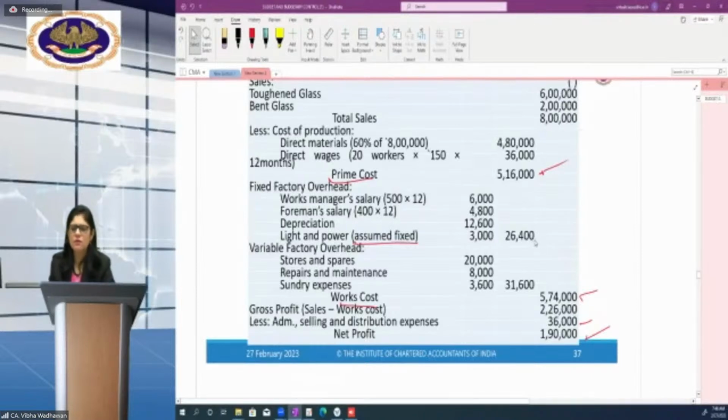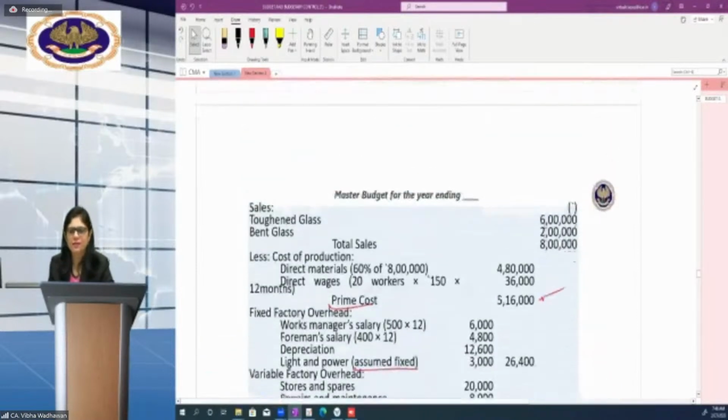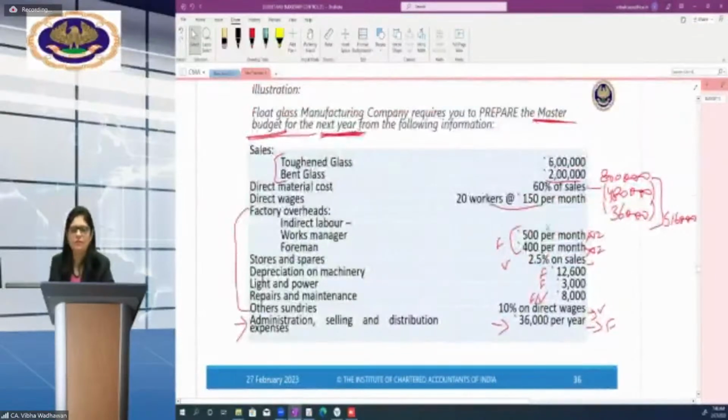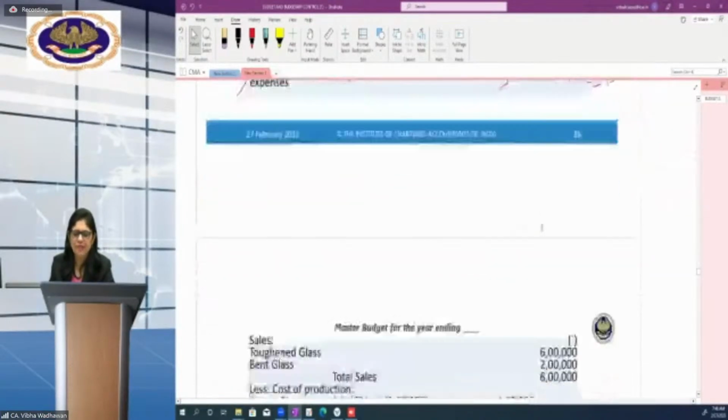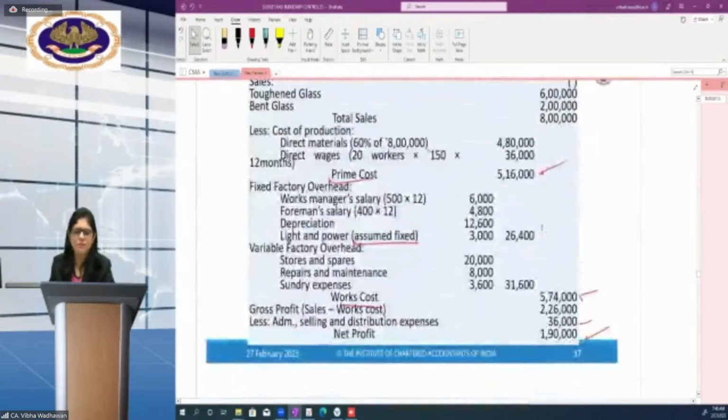Here, students, I hope this solution is clear. Have a final look at the question. So this was the question, and this is the master budget we made. I hope there are no queries so far. I hope that's clear. Okay, let's move forward.